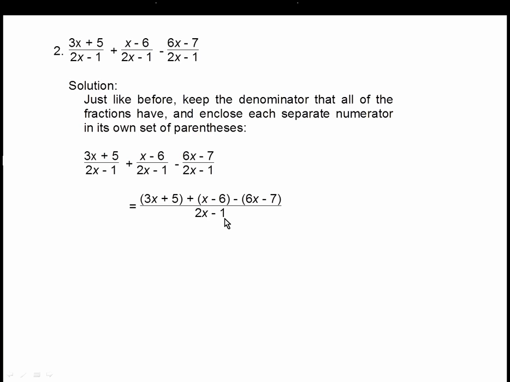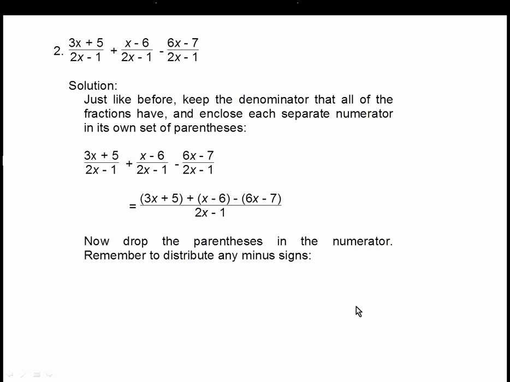Please don't lose the denominator. If you lose the denominator and just write down the numerator as the answer, you're going to get it wrong. Remember, it is a fraction. Okay, now we're getting ready to drop the parentheses, which means I must distribute that minus sign. So when I distribute this minus sign, I'm going to end up with minus 6x plus 7 for that term.